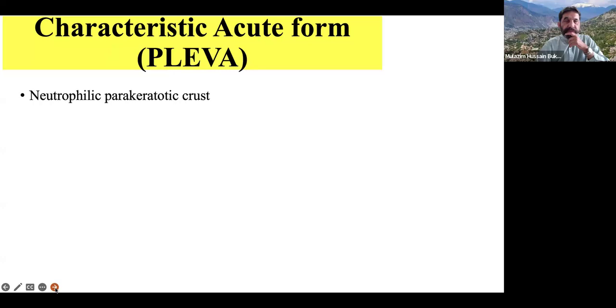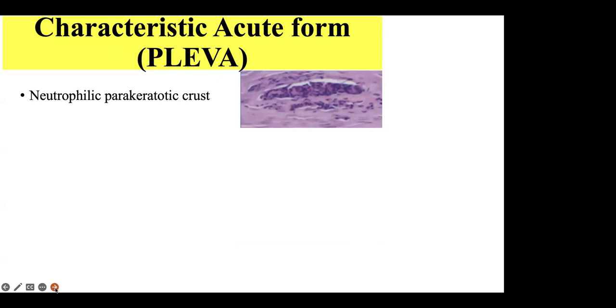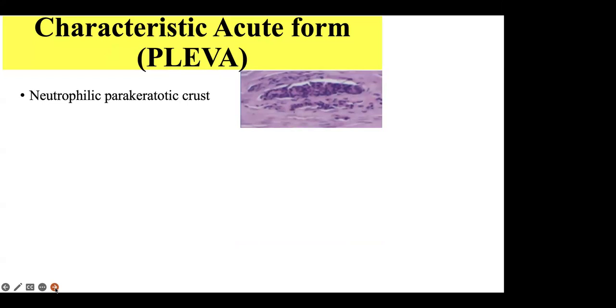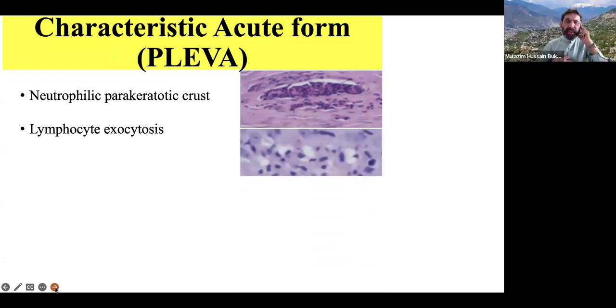PLEVA characteristics. Number one, neutrophilic parakeratotic crust. Lymphocyte exocytosis is hardly seen. Exocytosis is when a single cell is present in a lacuna. When many cells without lacunae are going toward the epidermis, it is called epidermotropism.